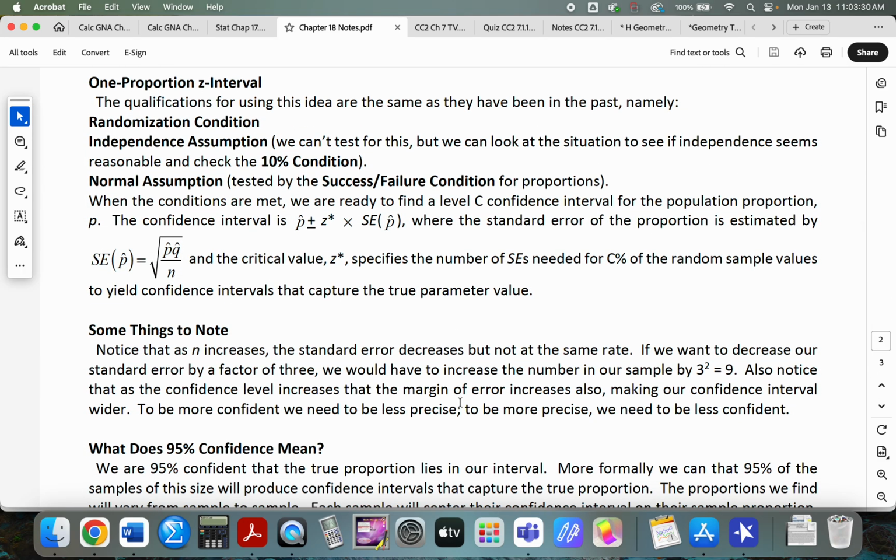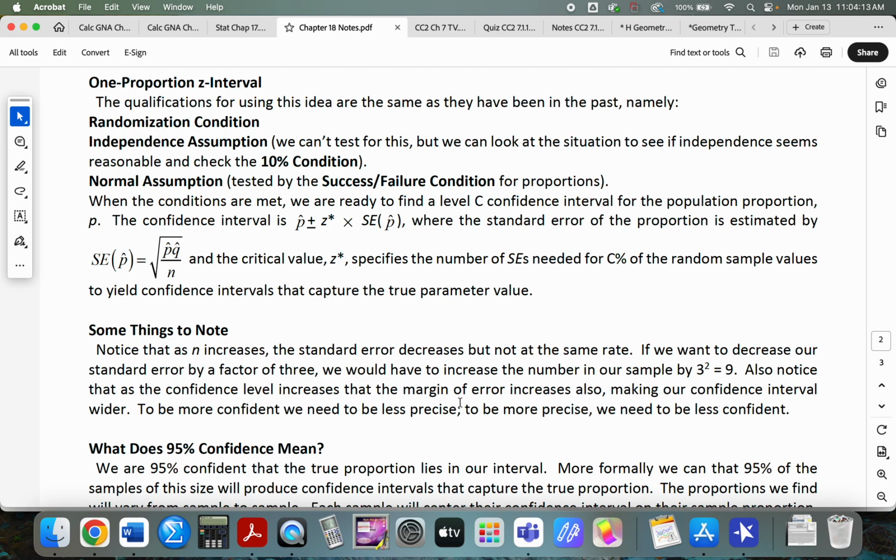All right, so what we're doing here is called a one proportion Z interval. More qualifications. These qualifications are the same ones we've been using. It needs to be random. Needs to be independent, at least as best as we can check, and so we need the 10% condition as part of independence. 10% doesn't guarantee independence, but if you don't have it, we think it's probably not independent. And then the normal assumption, which is the success failure condition, same one we've been doing.